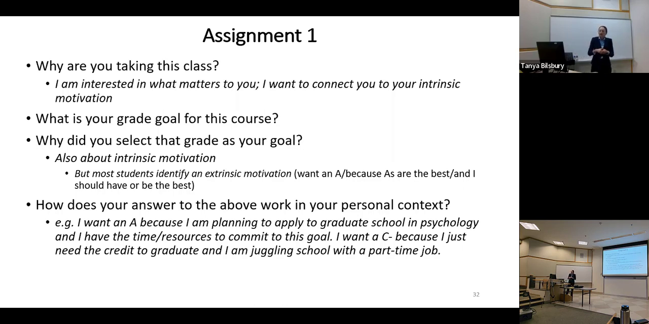But I would like you to try to own it a little more than that, right? So maybe you want that A and that works for you in your personal context. That's the right choice for you because you want to go to grad school in psychology and be a psychologist. That's not everyone's path, right? You might say that you want the perfectly satisfactory, very acceptable score of C- because you just need to graduate and you have to manage your time because you're juggling school with a part-time job.